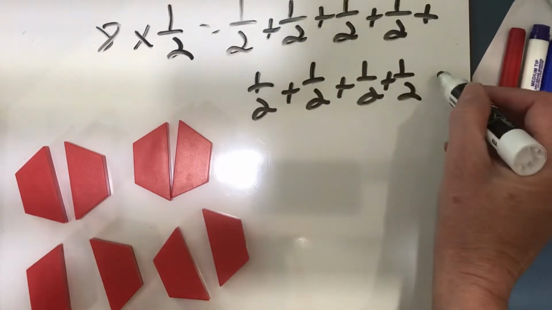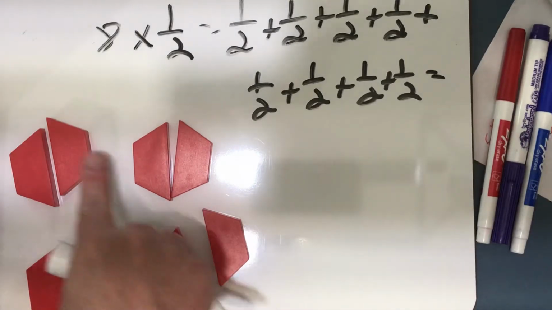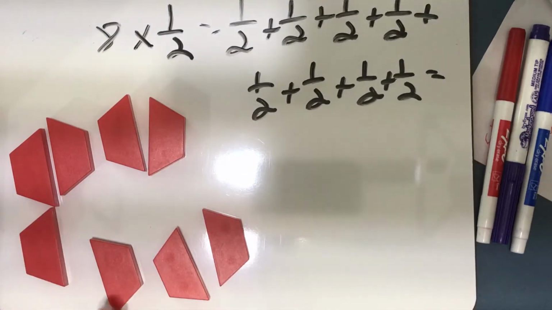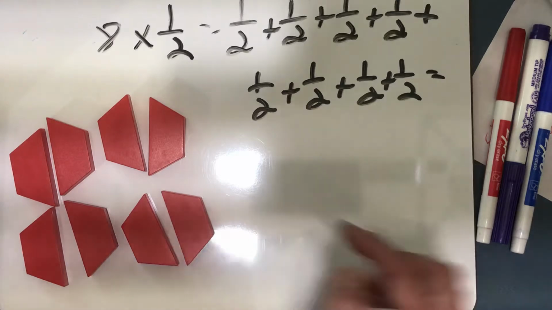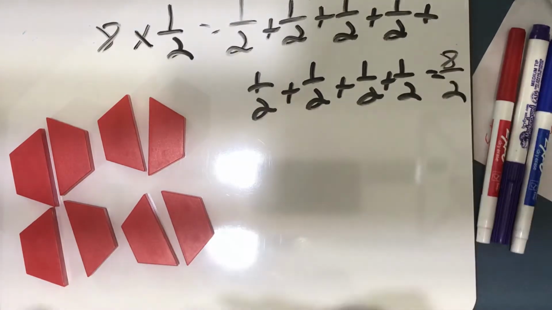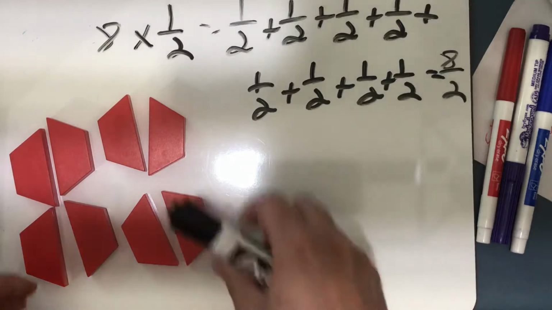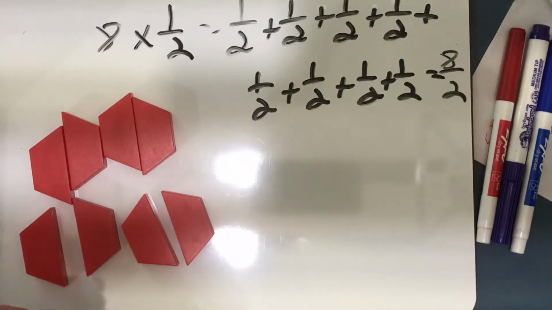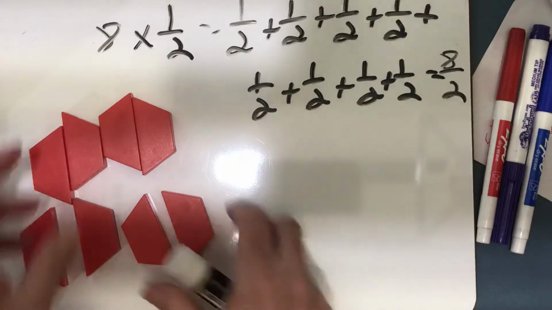So 8 times 1/2 equals 1/2, 2 halves, 3 halves, 4 halves, 5 halves, 6 halves, 7 halves, 8 halves. So 8 times 1/2 is the same thing as 8 halves. All right, let's look at number 2.